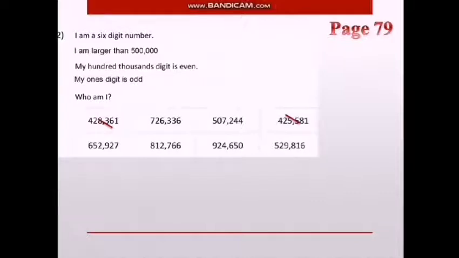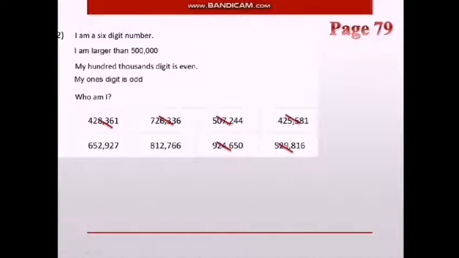Its 100,000 is odd. Look here, the 100,000 is 5, so it's odd. The 100,000 here it's 5, so it's odd. The 100,000 here it's 9, so it's odd. But here it's 8 even and 6 even, so we will cancel the numbers that its 100,000 is odd.